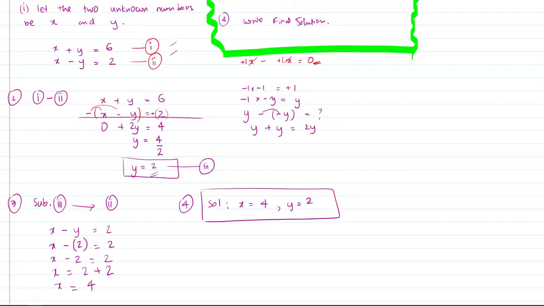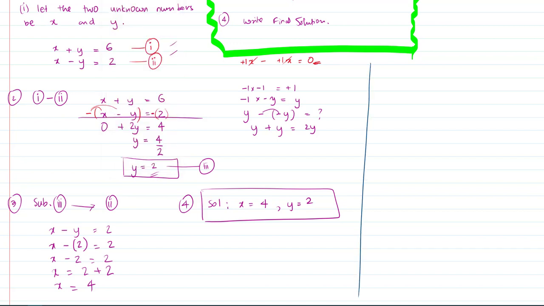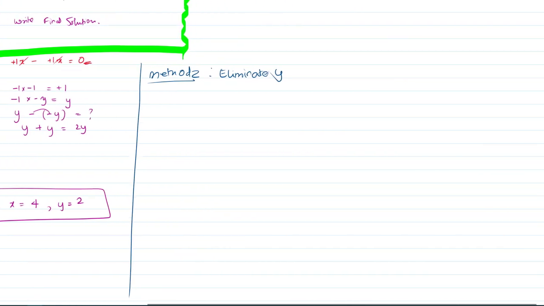Let me show you the second method, which is by eliminating y. Let me pick a different color, let me pick the color blue. Here let me put a dash. Method 2, eliminate y. So we have the equations x plus y equals 6 and x take away y equals 2, right? We numbered this as 1, we numbered this as 2.